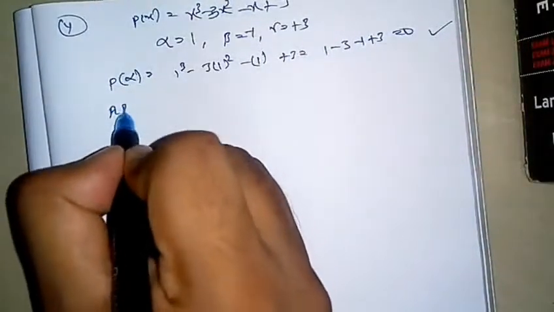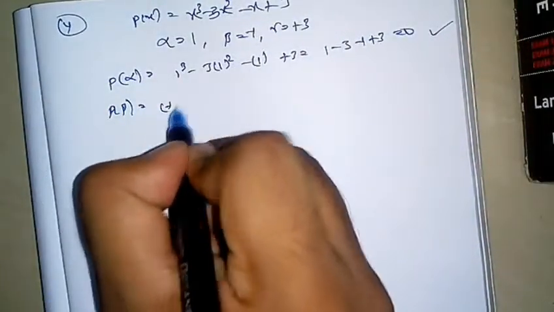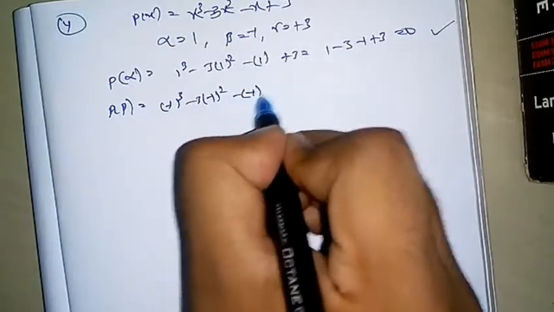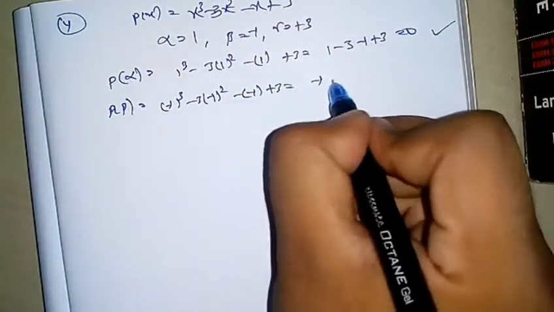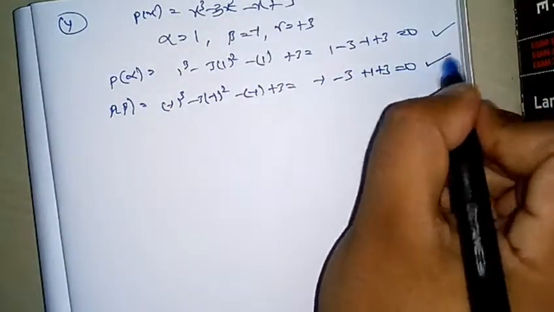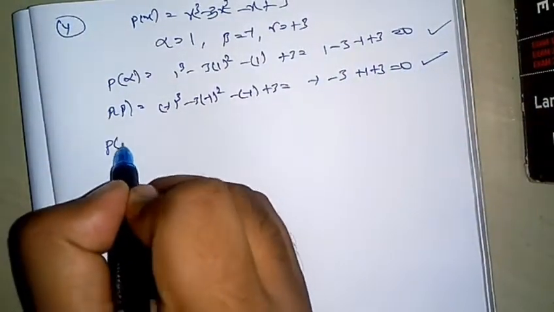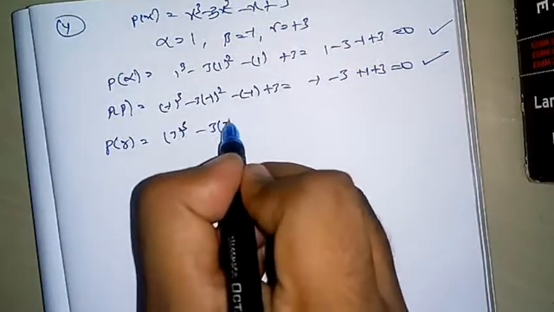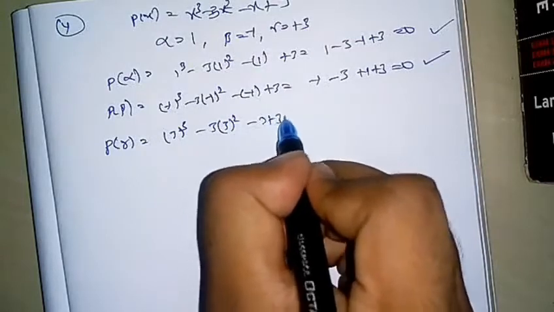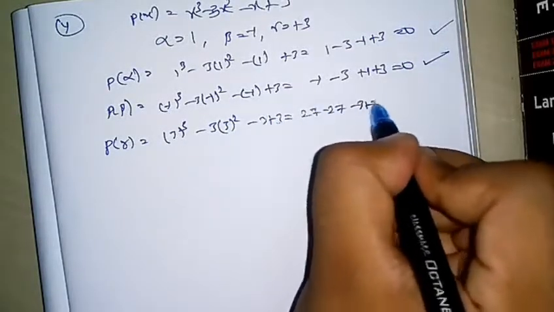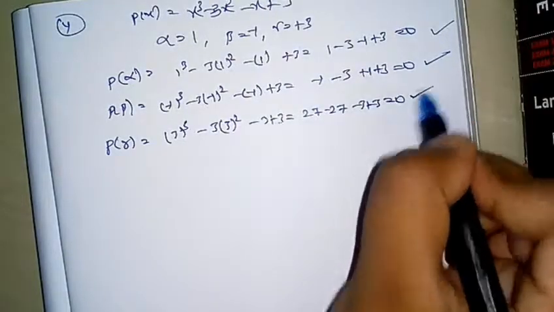P of beta is equal to minus 1 whole cube minus 3 into minus 1 whole square minus into minus 1 plus 3, which is equal to minus 1 minus 3 plus 1 plus 3 equal to 0. So this is also a root. Next, p of gamma is equal to 3 whole cube minus 3 into 3 square minus 3 plus 3, which is equal to 27 minus 27 minus 3 plus 3 equals 0. So this is also a root.